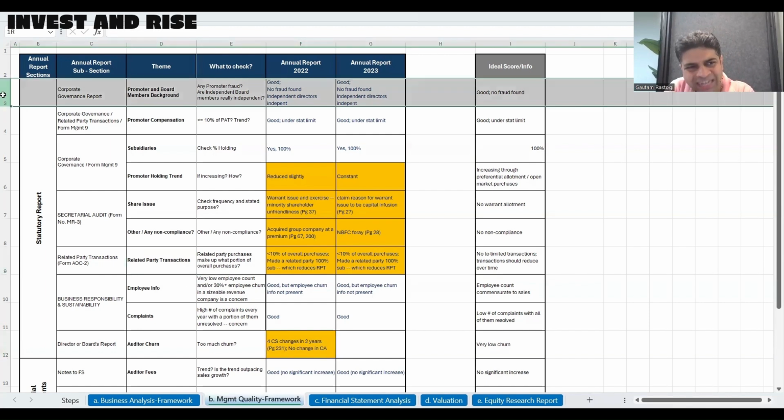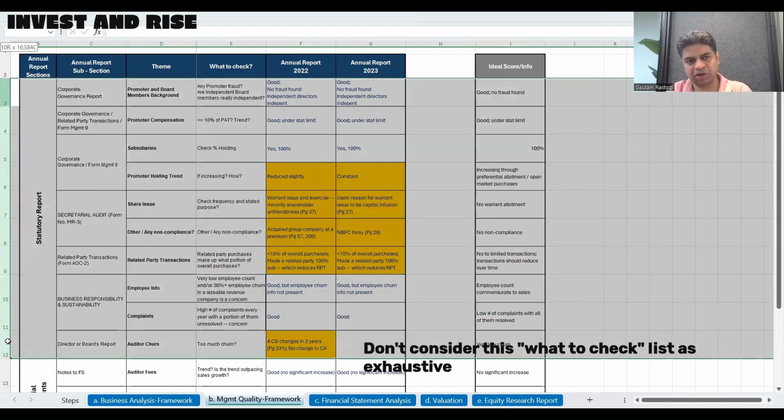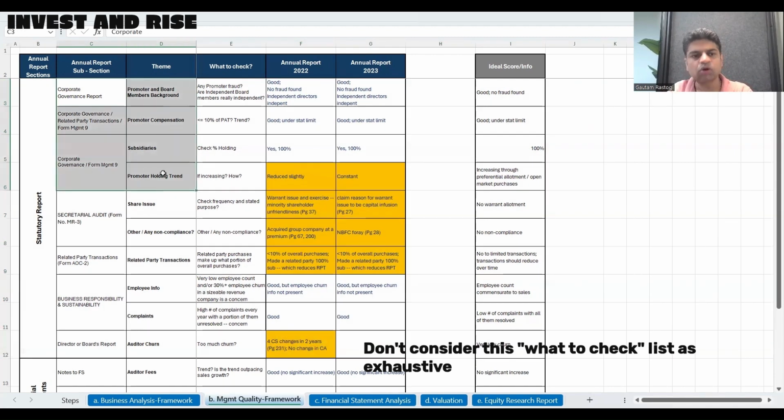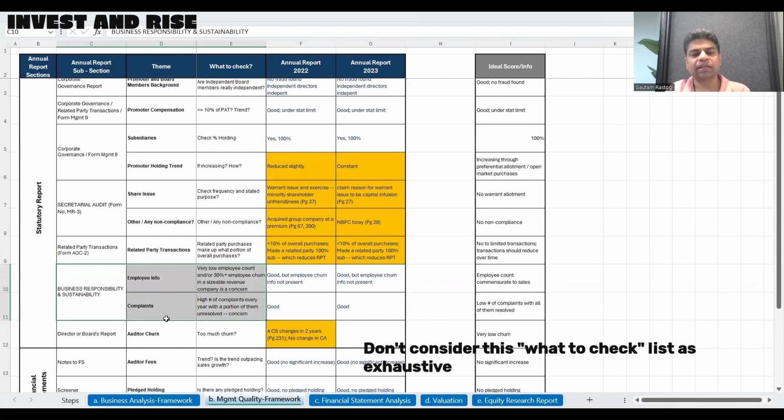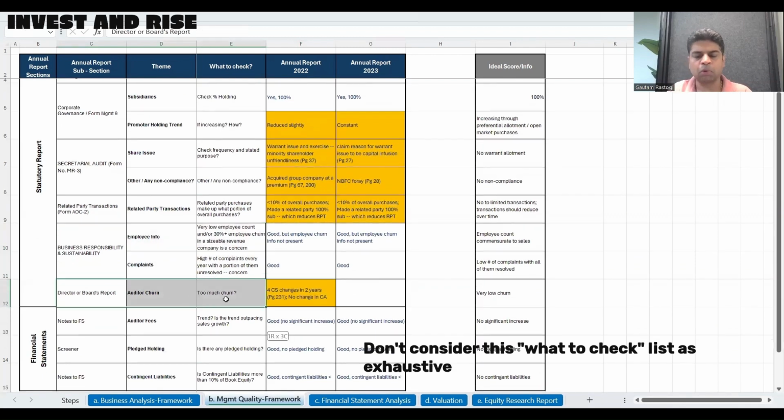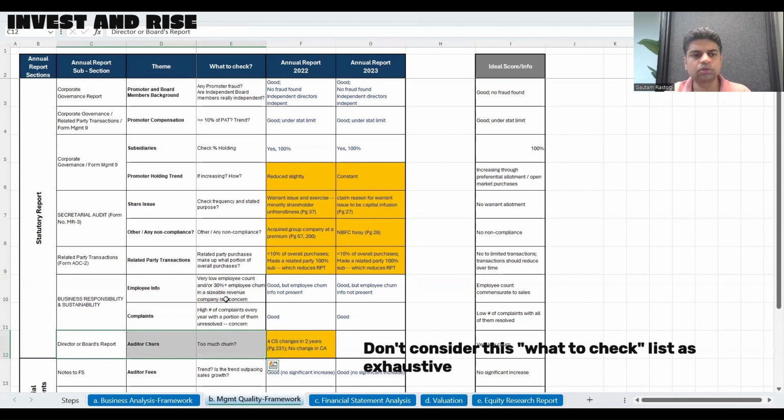All right. So again, broadly, these are the sections that I have in the statutory report. Corporate governance में ये चीजें देखो. Secretarial audit में you check for these 2 things broadly. Related party transactions obviously very important. Business responsibility and sustainability में ये सब देखो. And then you have directors or board report. ठीक है? All right.